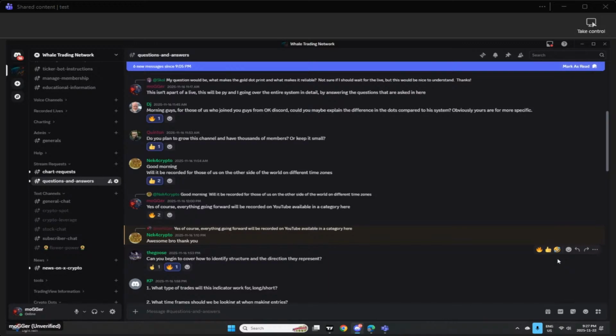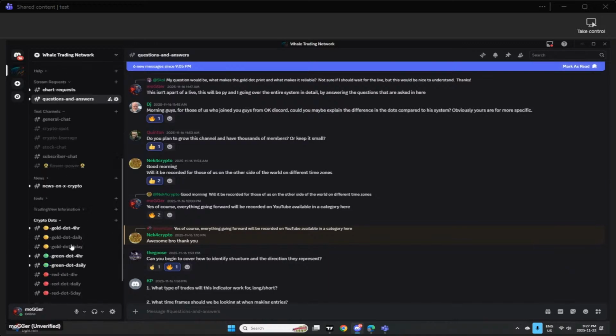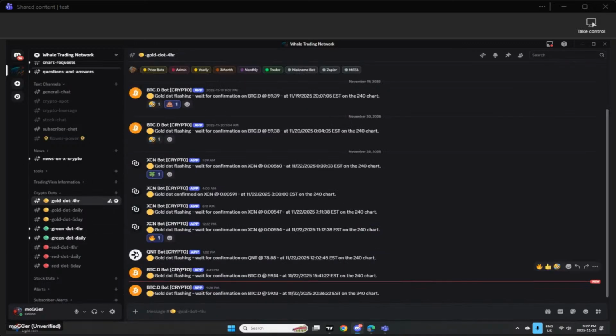There's more than one asset that moves at the same time, or in conjunction with other assets. One asset will move at this time, and then tomorrow this one will move. So we have that Discord available with all the alerts fed right into there. If you're trying to scalp, you're looking for gold or green 4 hours, depending on your own risk tolerance, and playing the system that way.